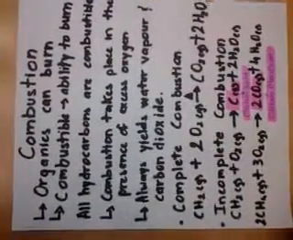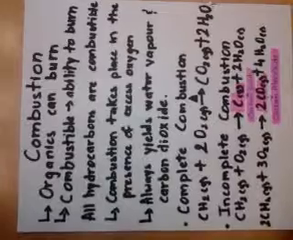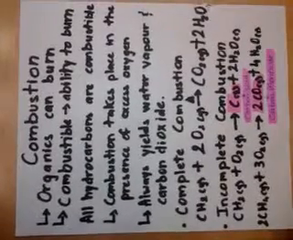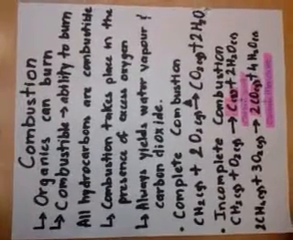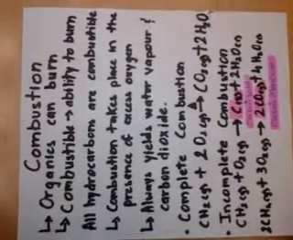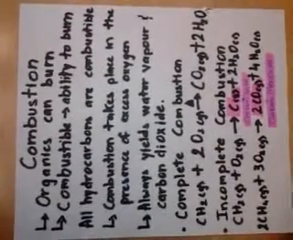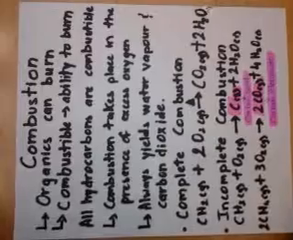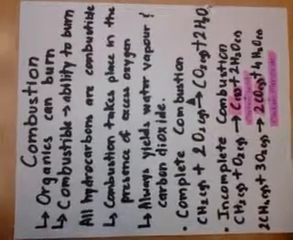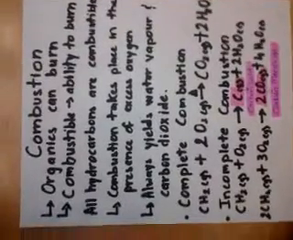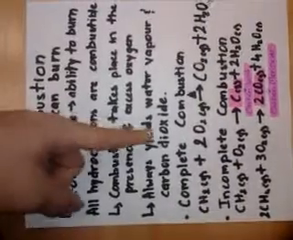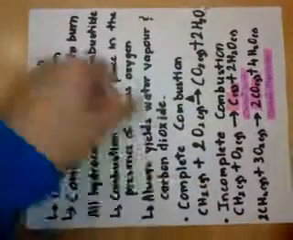Last thing in this YouTube assignment is combustion. Organics can burn. Combustible is the ability to burn. All hydrocarbons are combustible. Combustion takes place in the presence of excess oxygen. Always yields water vapor and carbon dioxide. There are 2 types of combustion. One is complete combustion and the second one is incomplete combustion.